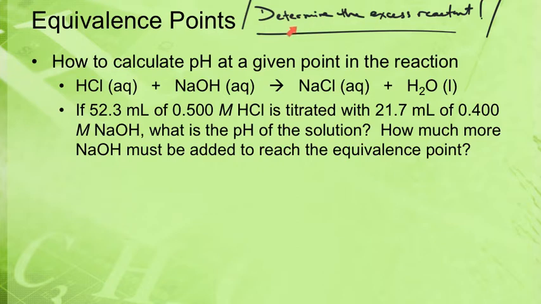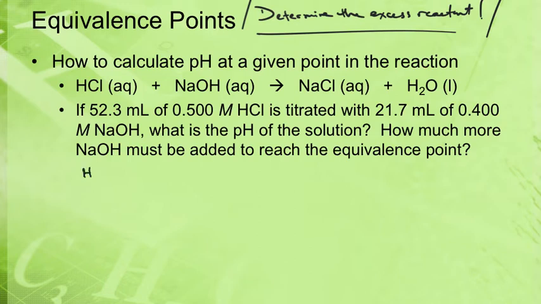Well, the trick is to first figure out which one you have excess of, okay? Because that's going to dictate whether you have extra hydronium ions, making it acidic, or extra hydroxide ions, making it basic. So to do that, in this type of problem, everything is a 1-to-1 ratio. So what we want to do is figure out how many moles of acid I have and how many moles of base I have. So let's go ahead and start with that.